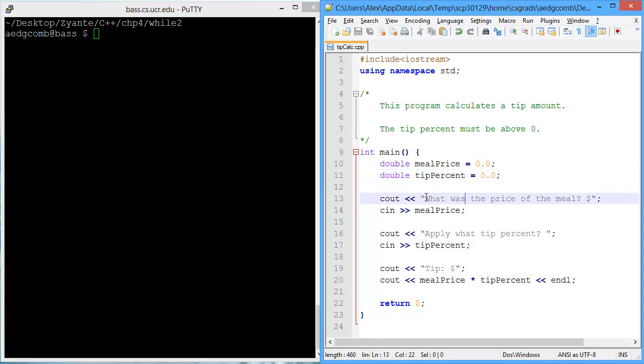The program outputs what was the price of the meal. User inputs the price of the meal. The program then outputs apply what tip percent. User inputs the tip percent. And then the program calculates the tip amount by multiplying the meal price by the tip percent.